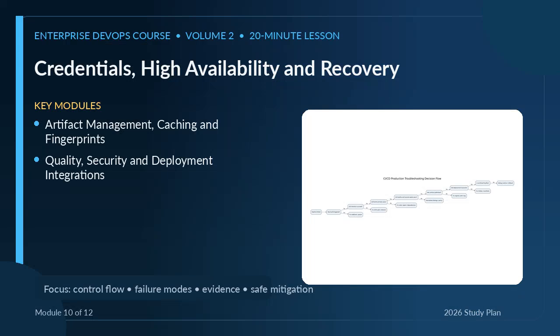Credentials, high availability, and the module on artifact management, caching, and fingerprints establishes the following ideas. Jenkins should orchestrate artifact publication, not become the long-term artifact repository. Store binaries and container images in systems designed for immutability, replication, access control, and lifecycle.